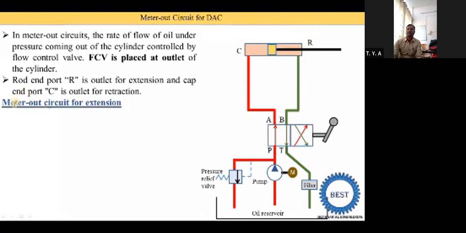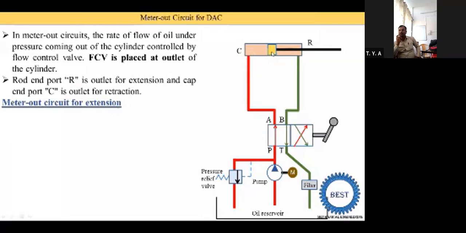So what is the extension stroke? Here we study the meter out circuit for extension, so first we need to understand what extension is. Extension means the piston is moving from left to right. So when we supply the oil from the cap end port, the oil enters from this side, and then the piston extends.